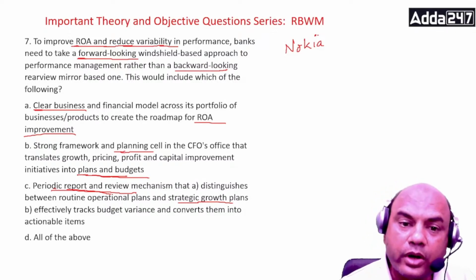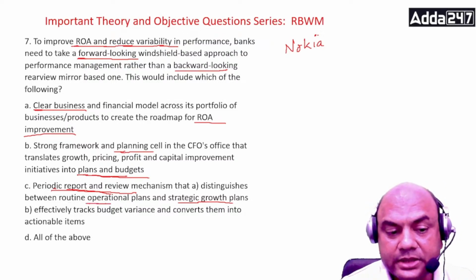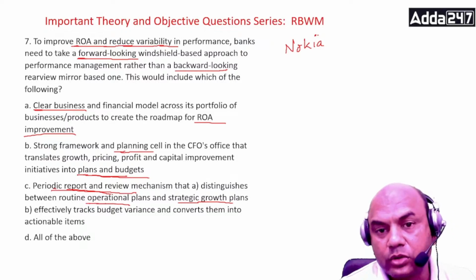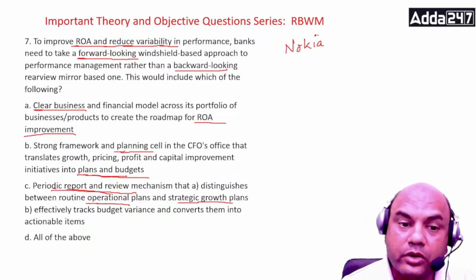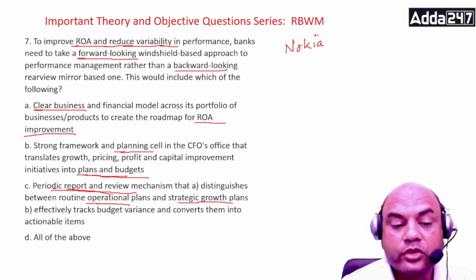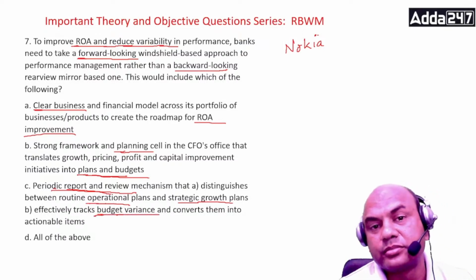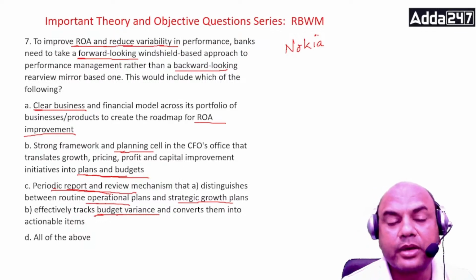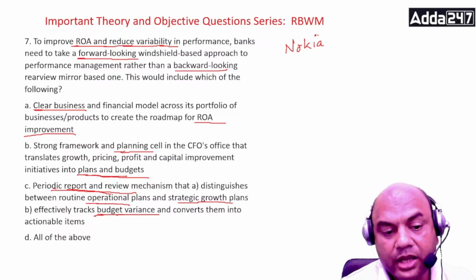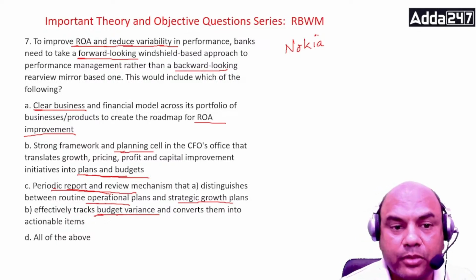So the point over here is we have to separate the day-to-day, operational plans from the strategic growth plans. We have to separate the day-to-day working from the strategy, and effectively track budget variance and convert them into actionable items. Budget variance means, suppose this year I am having a profit of 10 lakhs, next year if I am having a profit of 11 lakhs, that is called variance, change. Converting them into actionable items means how to get that profit.